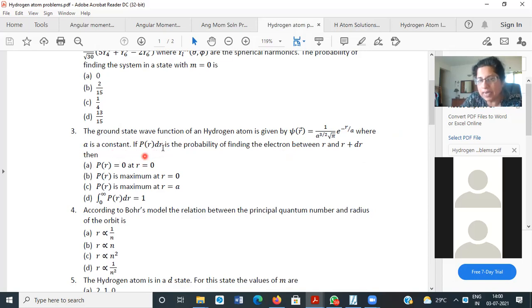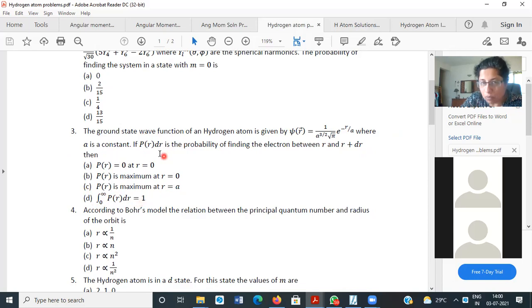Now, if P(r) dr is the probability of finding the electron between r and r plus dr, let us see what all is given. P(r) is equal to 0 at r equal to 0. P(r) is maximum at r equal to 0. P(r) is maximum at r equal to a. And the integral from 0 to infinity of P(r) dr must be equal to 1.